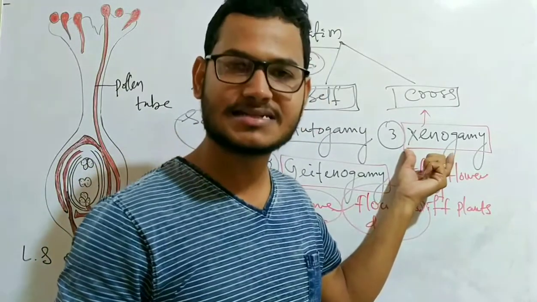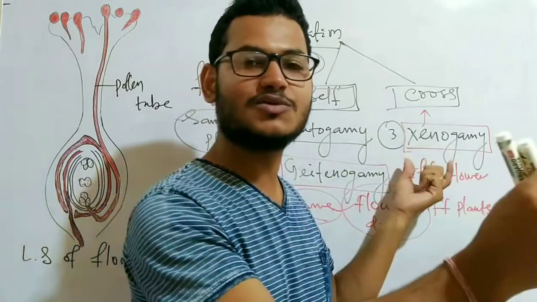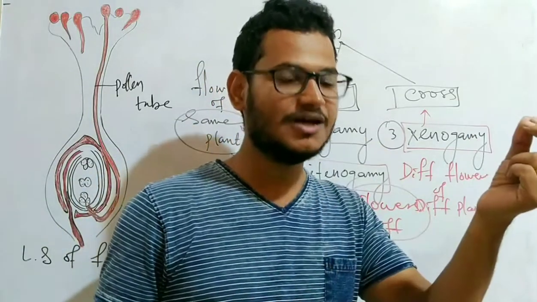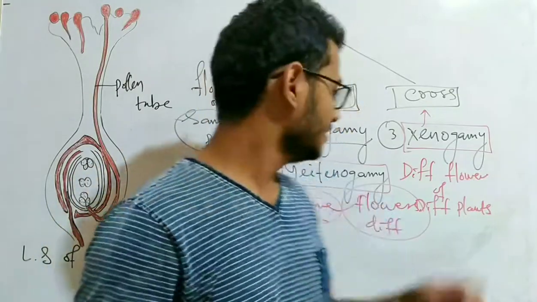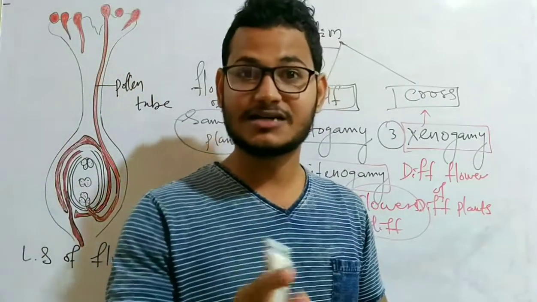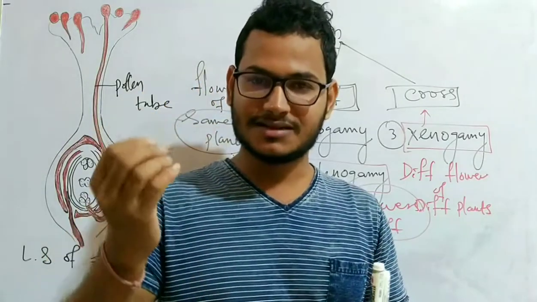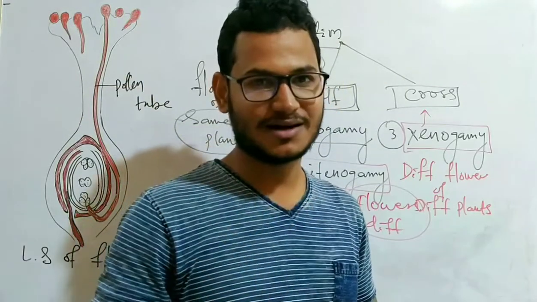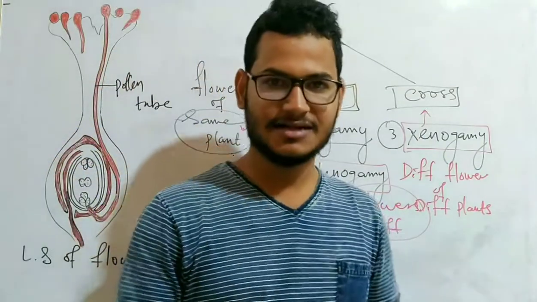In this case, pollinating agents are required because the pollen grain needs to travel to another plant, to a different flower of a different plant. So the pollen grain needs to travel with the pollinating agent. Here also in case of geitonogamy, the pollinating agent is required because the flowers are different, maybe of the same plant, but the flowers are different. So after the dehiscence of the anther, the pollen grain needs to travel to another flower. That is the reason why in these two cases, genogamy and geitonogamy, the pollinating agents are required.